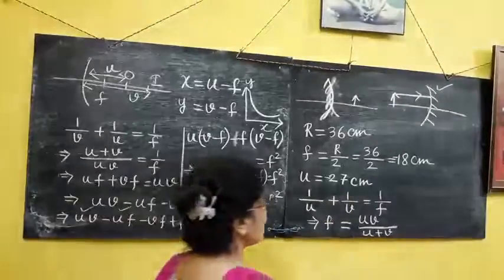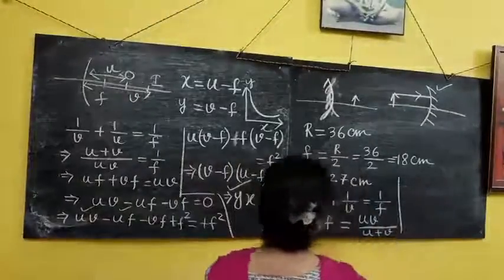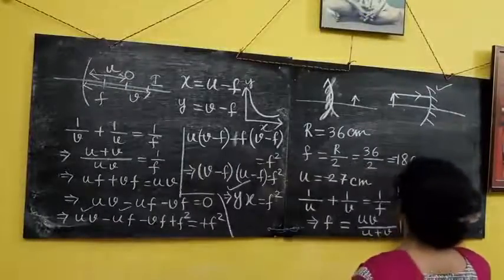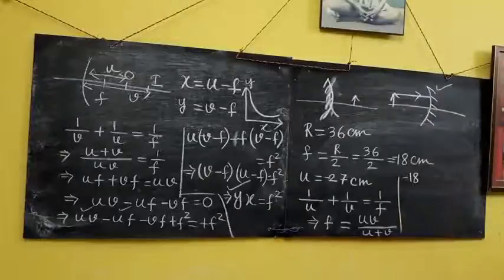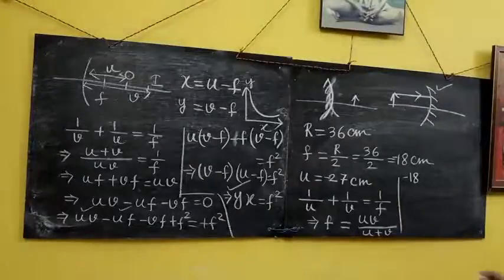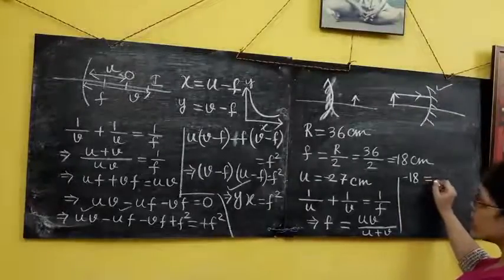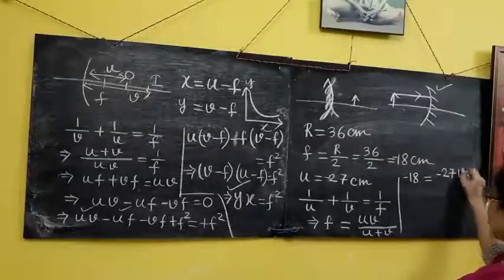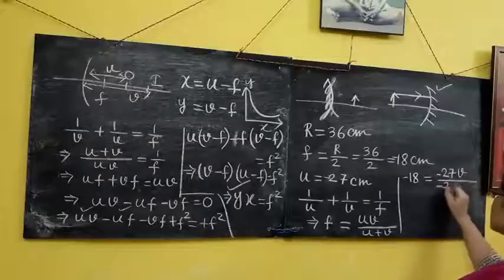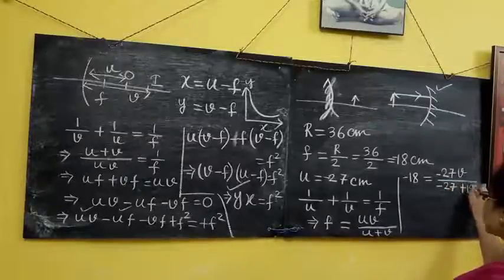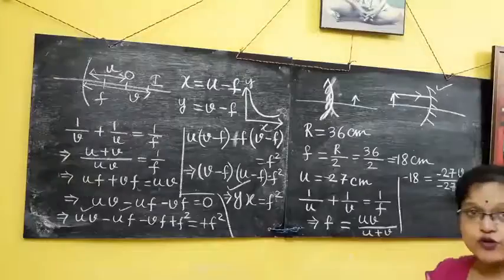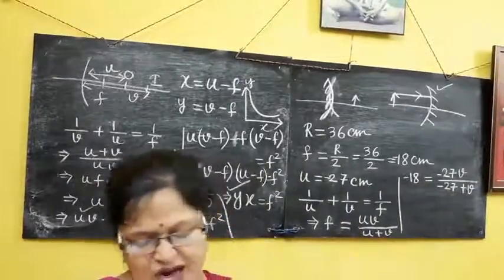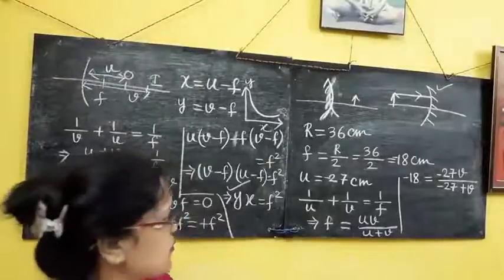Done. Now put in all the sign conventions. So f equal to what? Minus 18. Put minus 18 centimeter. Now uv equal to what? uv equal to minus 27 v by minus 27 plus v. Clear? Now we will do the cross multiplication. So if I do the cross multiplication, I will go there.